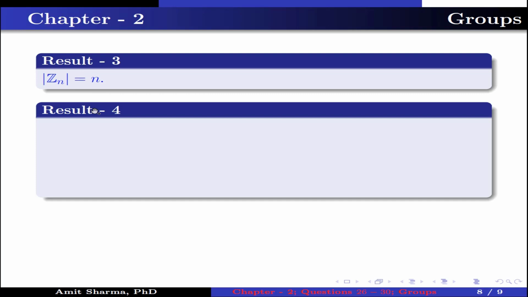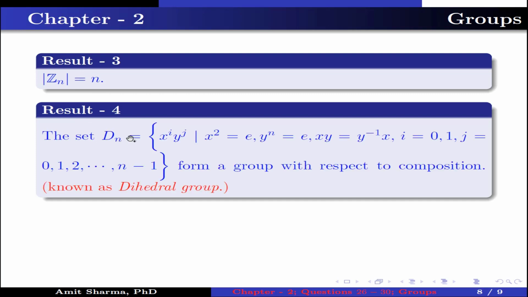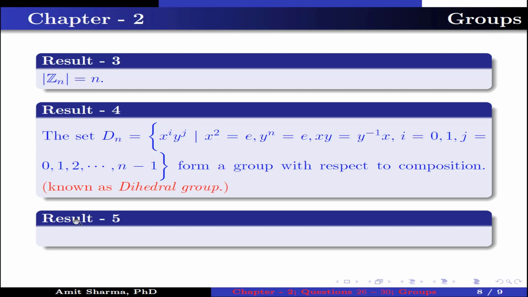Result number 4. The set Dn containing the elements x to the power i, y to the power j such that x square equal to identity, y to the power n equal to identity, xy equal to y inverse x. Here i varies from 0 to 1 and j varies from 0, 1, 2 up to n minus 1. It forms a group with respect to composition. It is known as the dihedral group. Result number 5. The order of Dn is 2n.